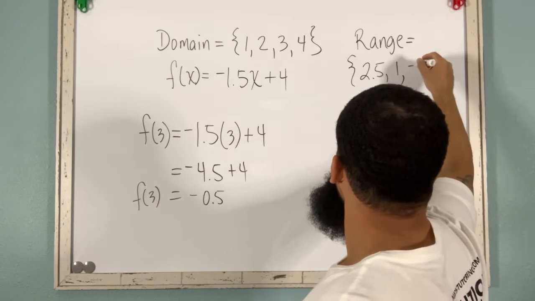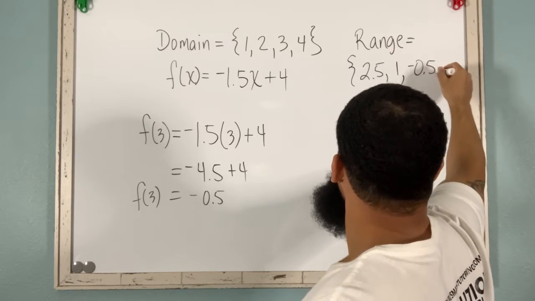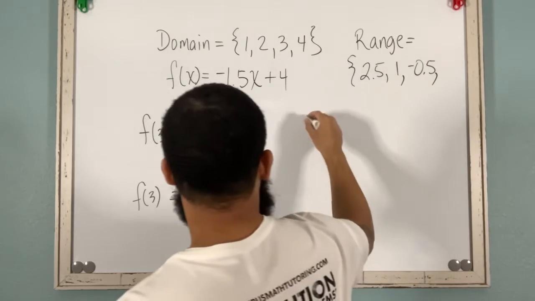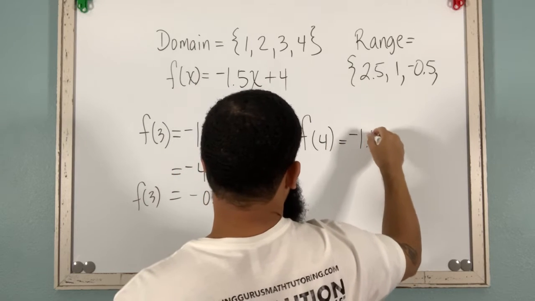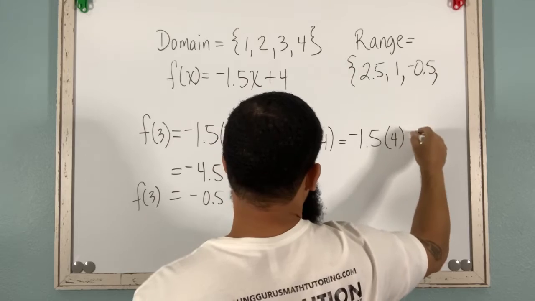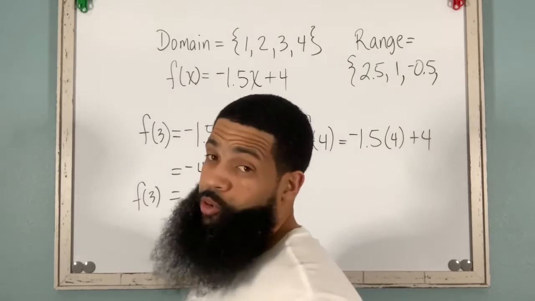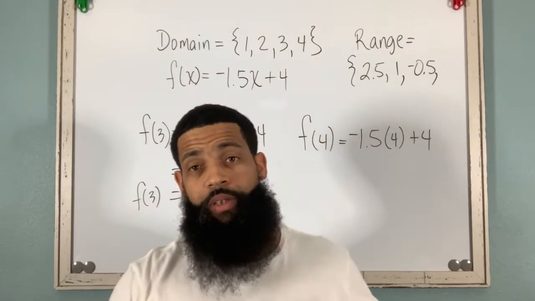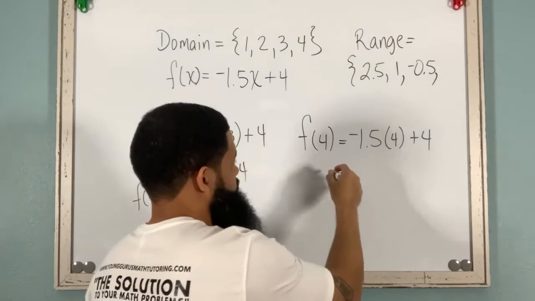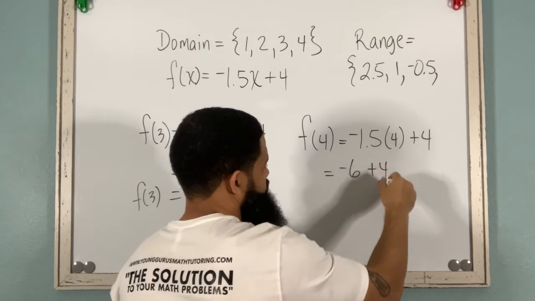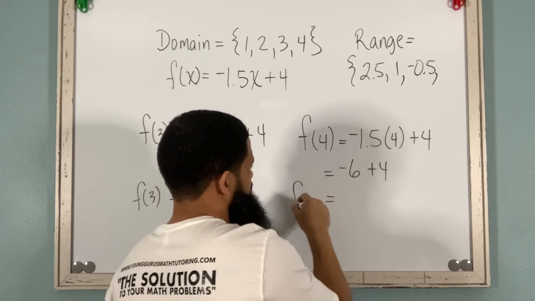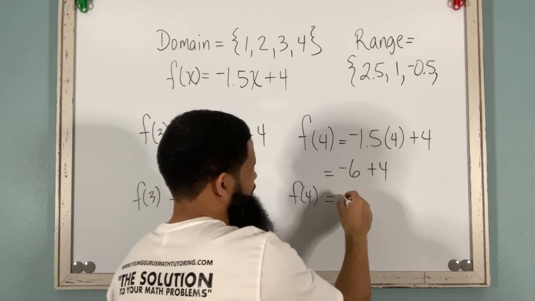So boom, negative 0.5. And then we'll have the last value, f of 4, which equals negative 1.5 times 4 plus 4. All we're doing is evaluating the function for the given values of the domain, right? So here, that's negative 6 plus 4, which equals negative 2. So f of 4 is negative 2.